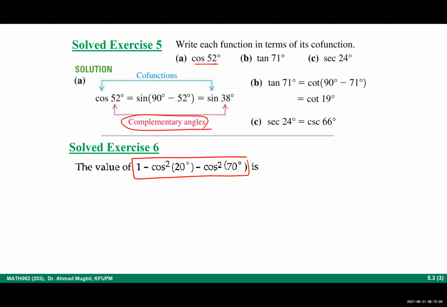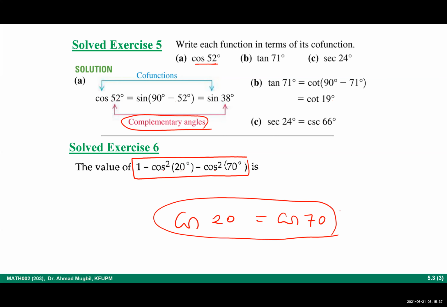Maybe 70 plus 20. I didn't get your point. How? Yes, please. Cosine 20 is the same as cosine 70. This is what you said? Yes. Who said that?